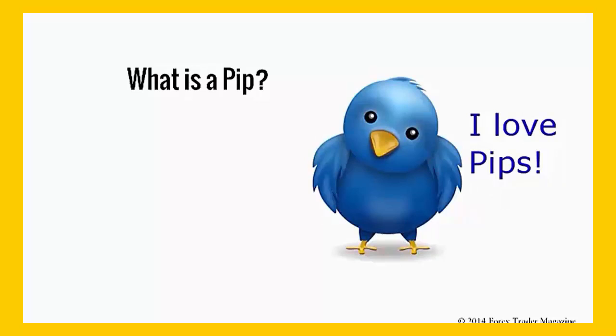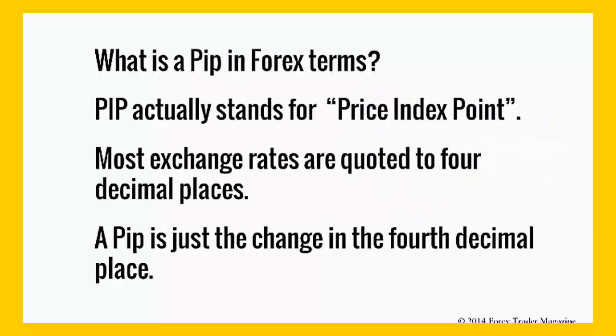Well, I love pips, of course. My life revolves around them. But it's an acronym, and it stands for Price Index Point. Most exchange rates are quoted to 4 decimal places, and a pip is just the change in the 4th decimal place. So when you see an exchange rate with 4 decimal places running along it, a pip is just that 4th decimal place. And that's exactly what we're looking at.